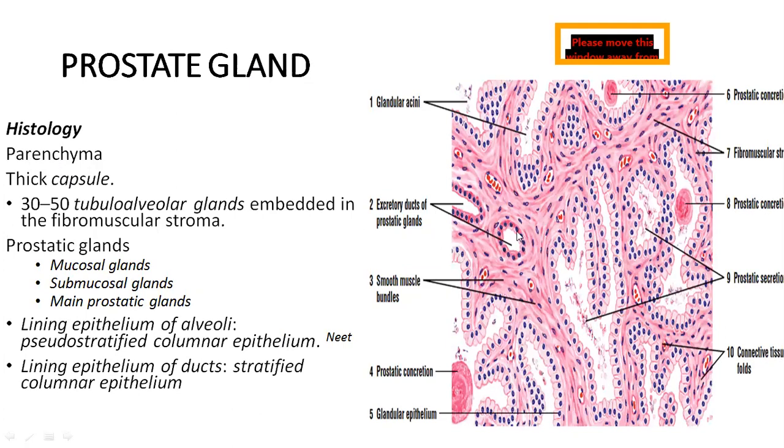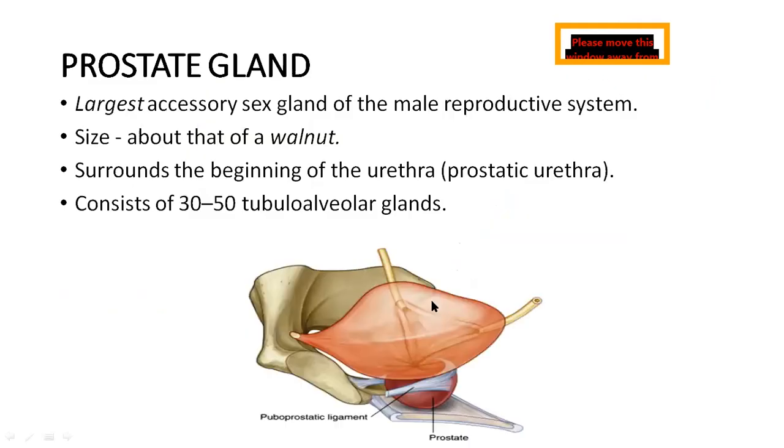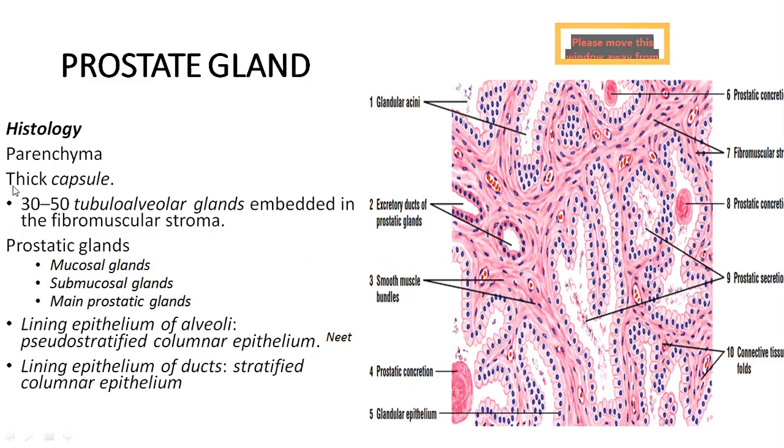So it has parenchyma. The outermost covering of the prostate is a thick capsule, below which you will see all these glands. Here it is written, these are actually prostatic glands. So glandular epithelium. All this is one gland. This is one gland. Round areas are all glands. So prostatic glands are embedded in this stroma.